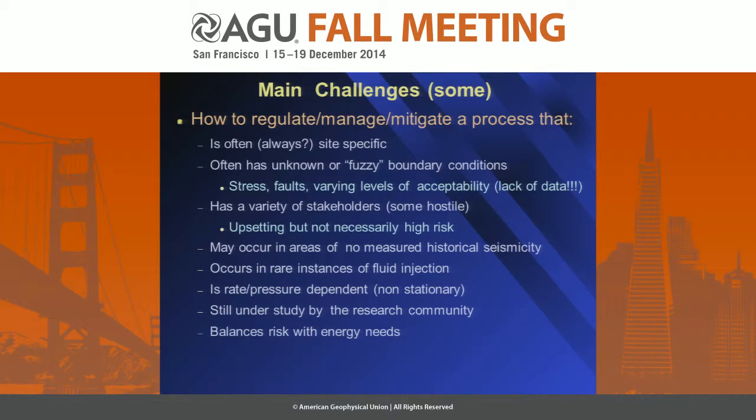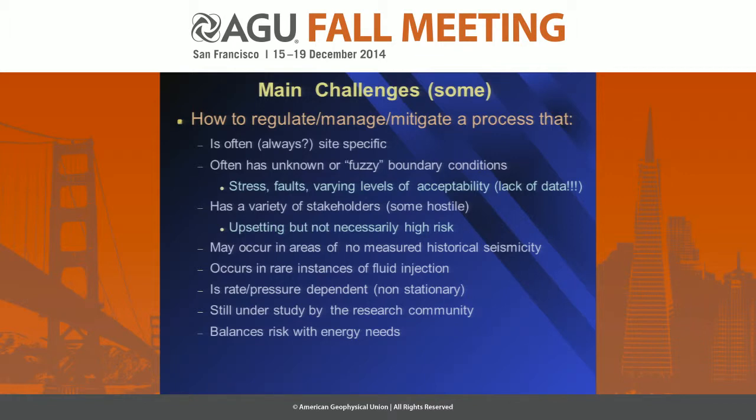So, okay, here are some of the main challenges. Induced or triggered seismicity is very site-specific. It's almost different for every case. You're in a different area, different geologic regimes, different stress regimes, different populations. You often have fuzzy boundary conditions. You know that you don't have perfect data, in other words, and data is the key to understanding what's really going on. There are different stresses, faults, and varying levels of acceptability by the public. If you're out in the middle of nowhere, you probably don't have much of a problem. There's a variety of stakeholders. It may be upsetting but not necessarily damaging to them, yet that is just as damaging to the project as physical damage to the area.